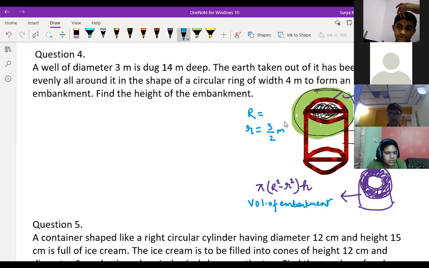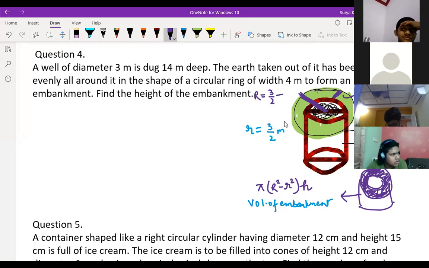Now capital R is equal to what? 3/2 plus 4, which is 11/2 meters. Understood, children? Capital R is 11/2 and small r is 3/2. This is a point you should take from this: the radius remains the same, 3/2, for the inside. Then outside, however much width is extending, we should add. So 11/2 meters. Anyone having doubt?